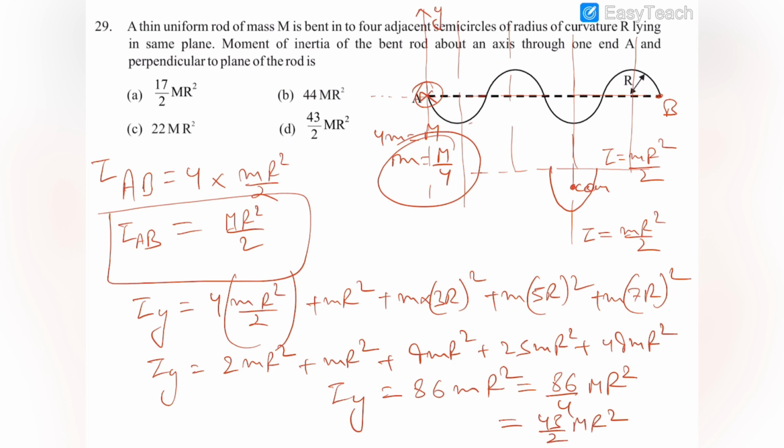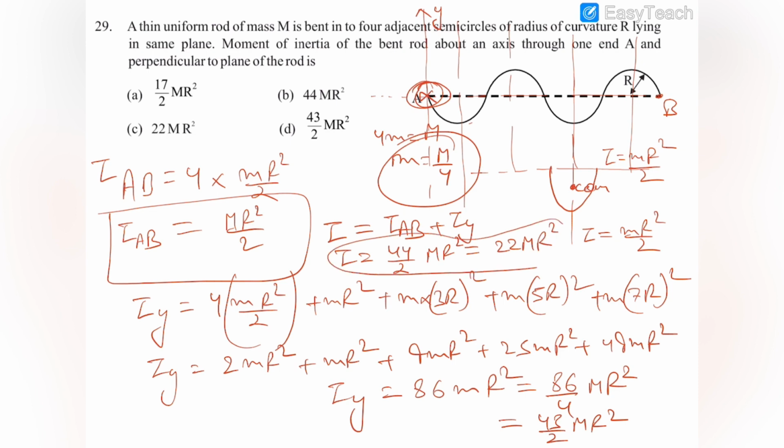So you can see that if we find out the moment of inertia about this axis, the required moment of inertia would be the sum of IAB, the moment of inertia about this axis, plus Iy. So we have applied the perpendicular axis theorem, and therefore you can see that it would be 44 by 2 mr square, and this was 22 mr square. Okay, so the correct option would be option number C.